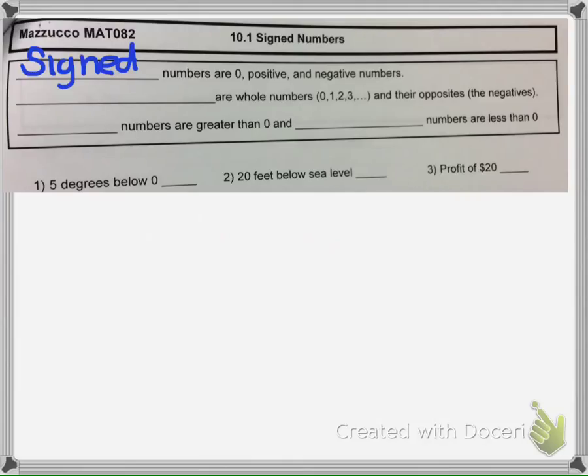Okay, next we have integers. And integers are all the whole numbers. So 0, 1, 2, 3, and also all their opposites. So -1, -2, -3.